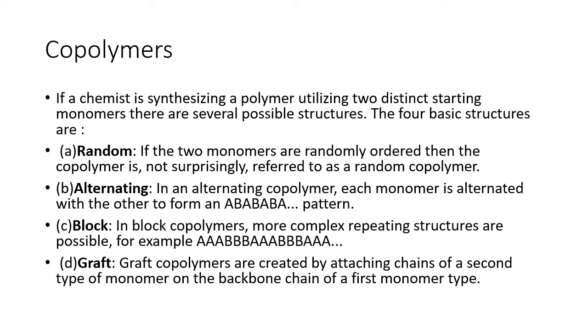now next is block copolymer. In block copolymers, more complex repeating structures are possible. For example, AAA, BBB, AAA, BBB, and so on. Now next is graft. Graft copolymers are created by attaching chains of a second type of monomer on the backbone chain of a first monomer.